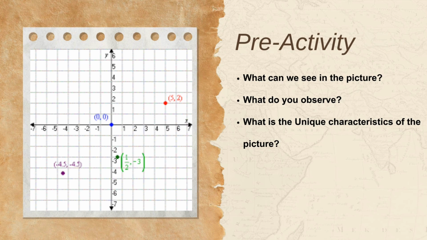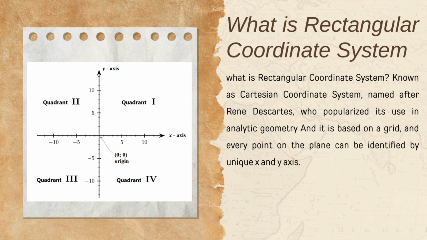Now, let's go to our topic. What is the rectangular coordinate system? Based on the study, the rectangular coordinate system, also known as the Cartesian coordinate system, is named after René Descartes, who popularized its use in analytic geometry. It is based on a grid, and every point in the plane can be identified by unique x and y axes. As you can see in the pictures, we have quadrants 1, 2, 3, and 4, the origin, the y-axis, and the x-axis.